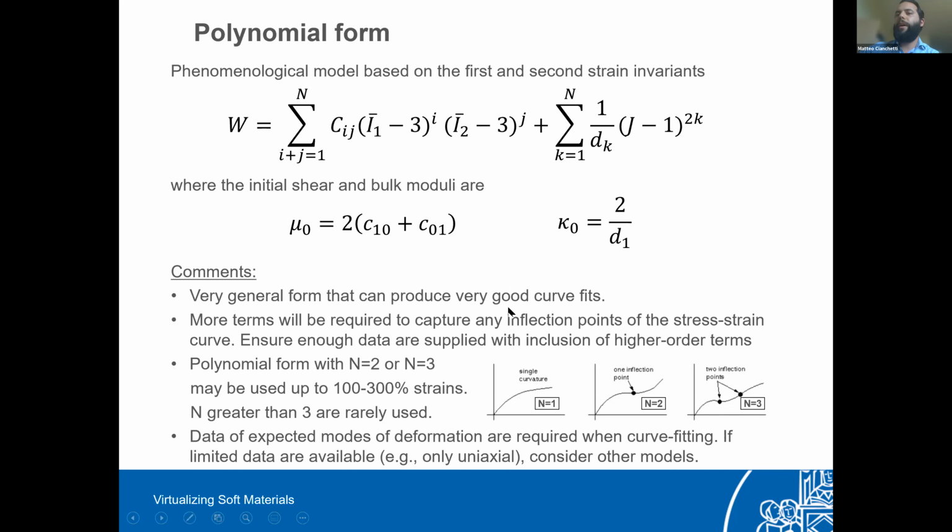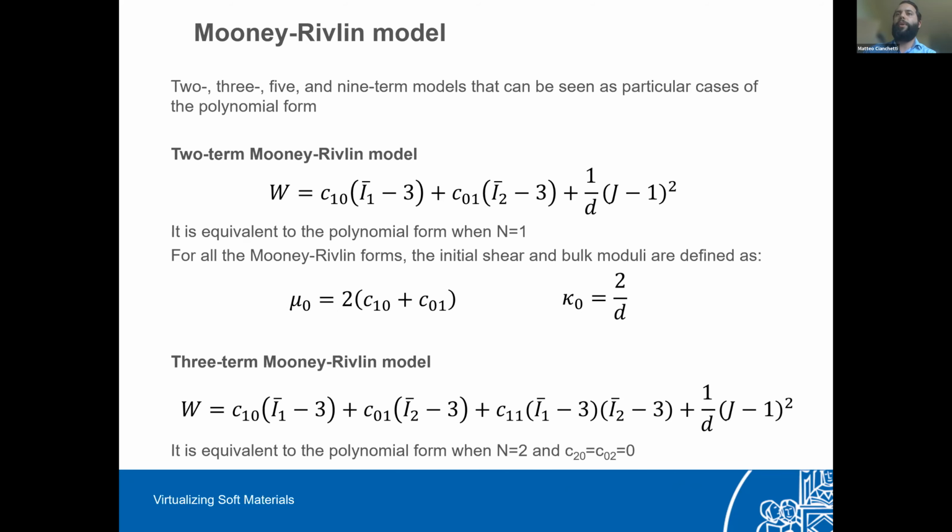This kind of form requires usually a good amount of data. So if you have limited data, so only maybe uniaxial test, you may consider other models. For example, the Mooney-Rivlin model. It is actually derived from the polynomial form with some simplifications, let's say. There are 4 kinds of Mooney-Rivlin models, that are distinguished by the number of terms you are considering. So the 2-term Mooney-Rivlin is only using the first and second invariant with order 1.